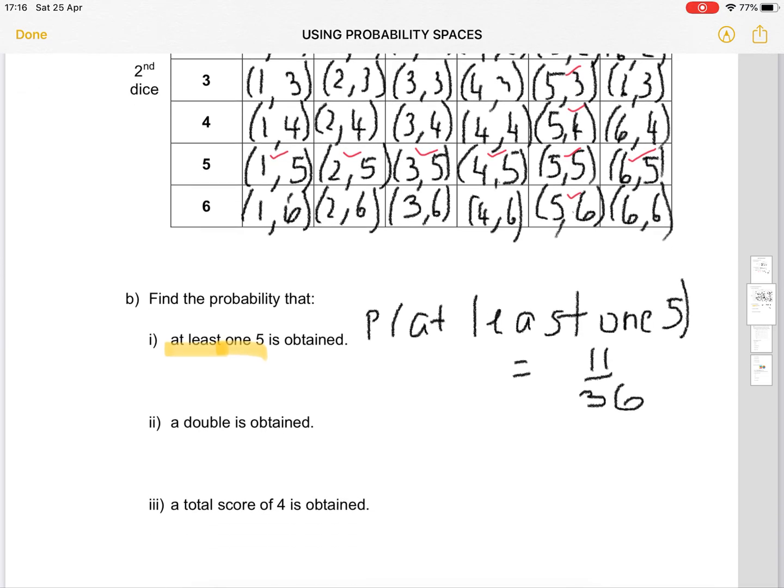Okay, now the next question, a double is obtained. Now a double means from the first dice a particular number is obtained, and from the second dice that same particular number is obtained, like 1, 1, 2, 2, 3, 3, and so on. Okay, so let's mark them.